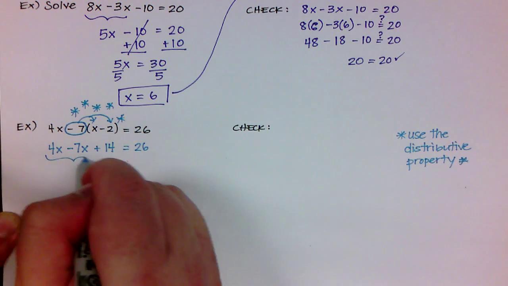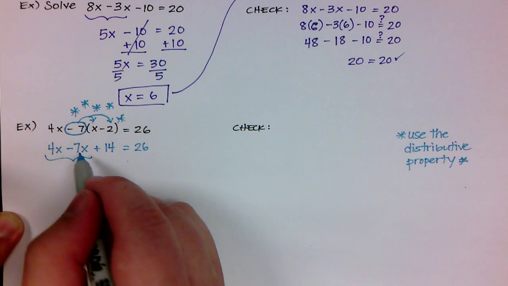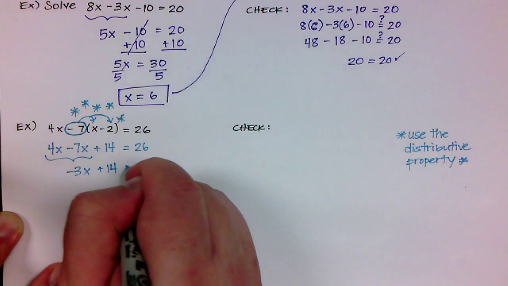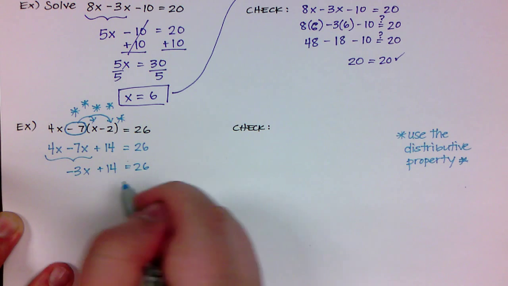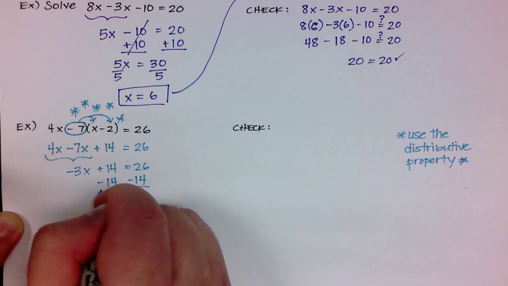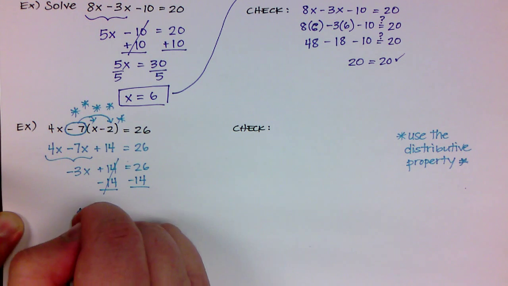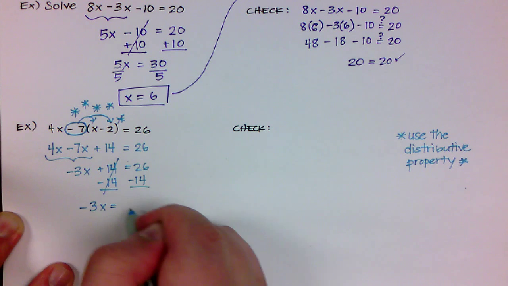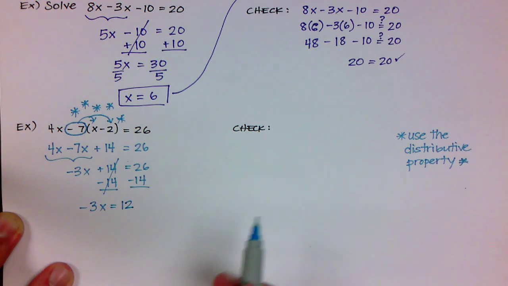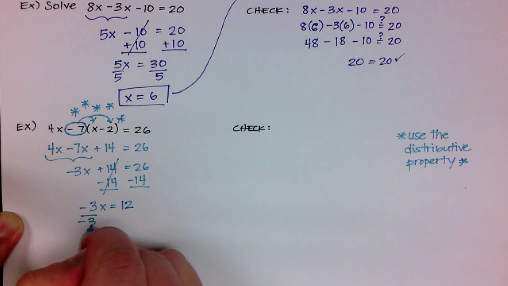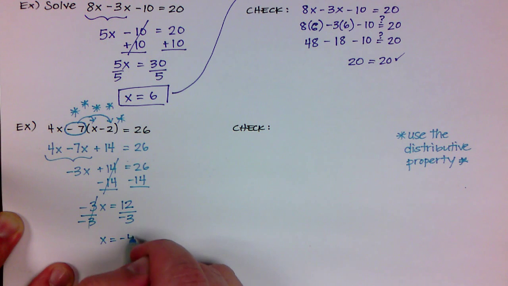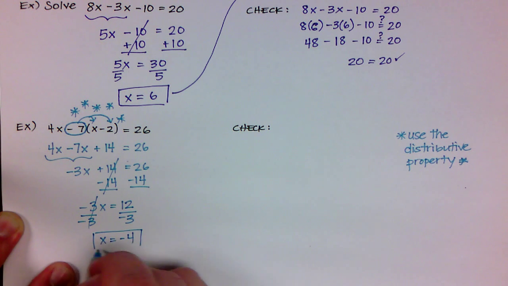Now I can combine my variables. 4x minus 7x is negative 3x plus 14 is equal to 26. Now I can move my lonely number. So I'm going to subtract 14 on both sides. And I'm left with negative 3x is equal to what? 12. Awesome. Divide both sides by negative 3. Almost done. x is equal to negative 4. At least that's what I think.